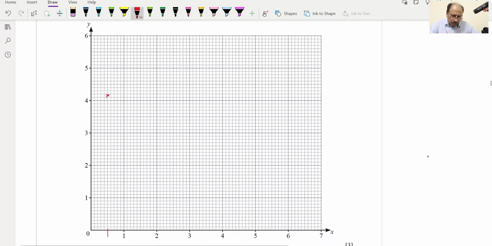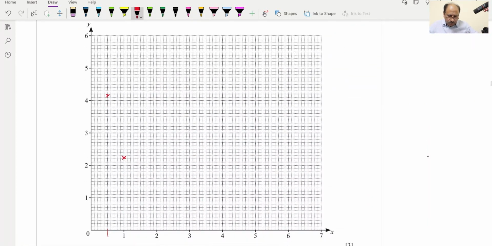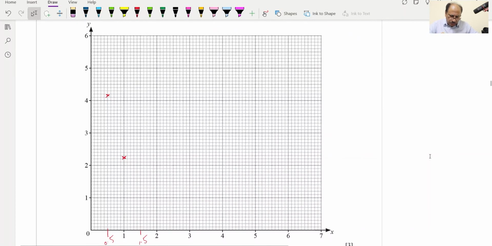1 and 2.25 will be in the middle over here, and the next value is 1.5 and 1.71. 1.5 will be this one, this is 1.5, this is 0.5, and 1.5 is 1.71. So 1.71 will be almost this one.